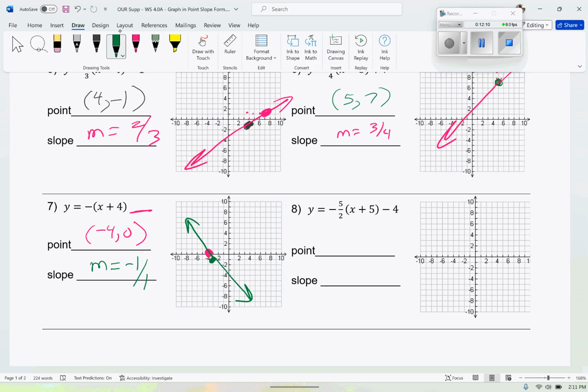Okay, help me out. What's my point? Negative 5, negative 4. Good. So negative 5, negative 4 down here. Slope is negative 5 over 2. So, do this in pink, I'm going to go down 5, right 2. Connect the dots. Line of best fit.